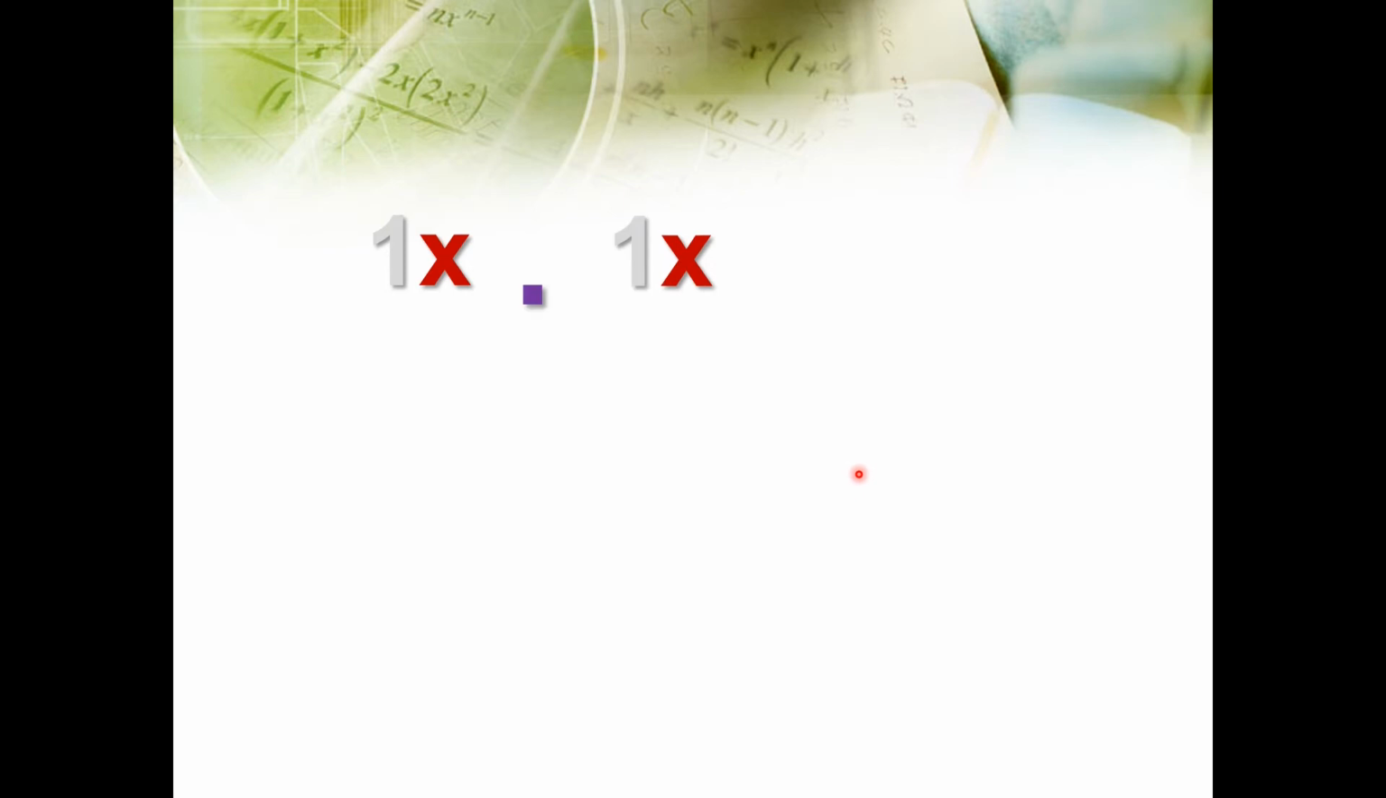How about this? 1x times 1x equals? Yes, you need to multiply the numbers first. 1 times 1 equals 1. And then continue with x. x times x equals, yeah, x to the power of 2. Or we say not 1x to the power of 2, but only x to the power of 2.